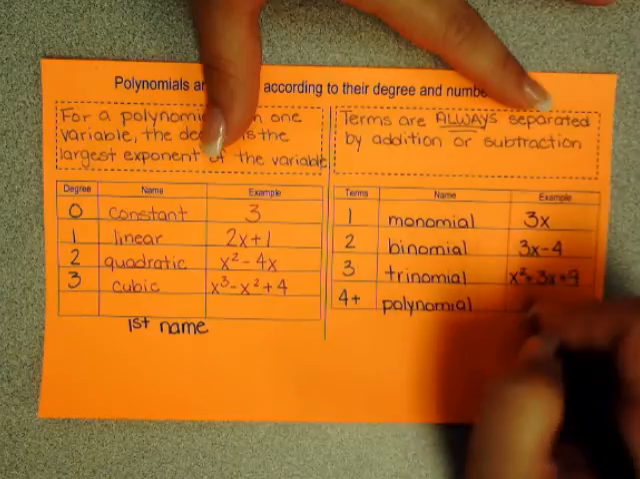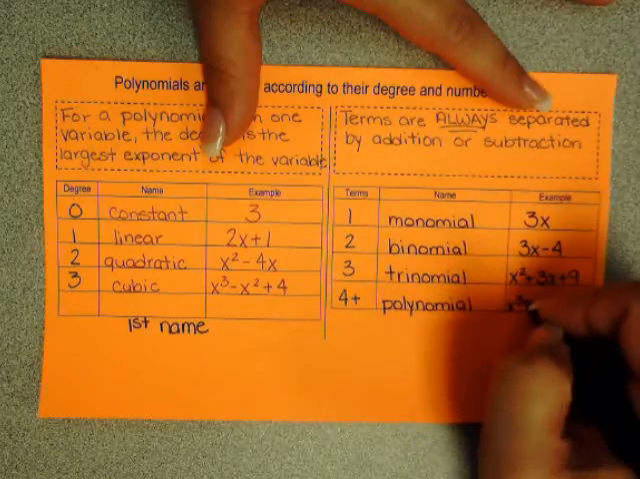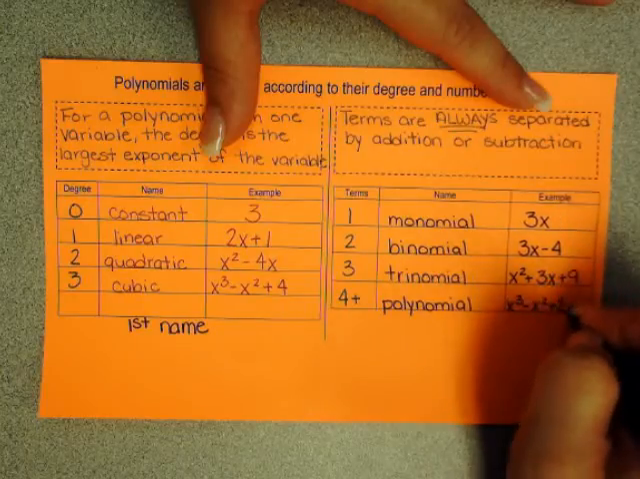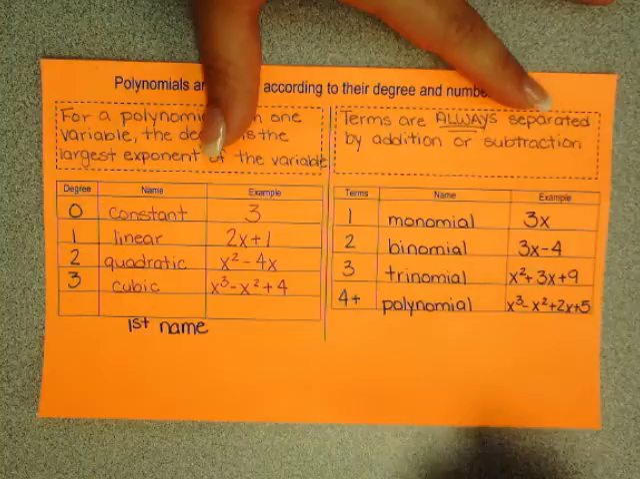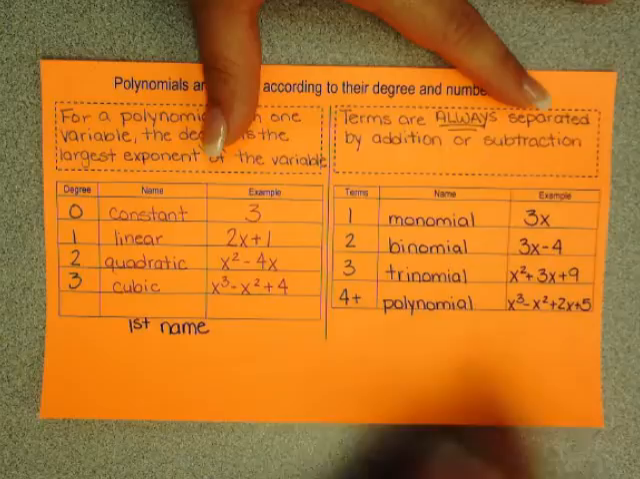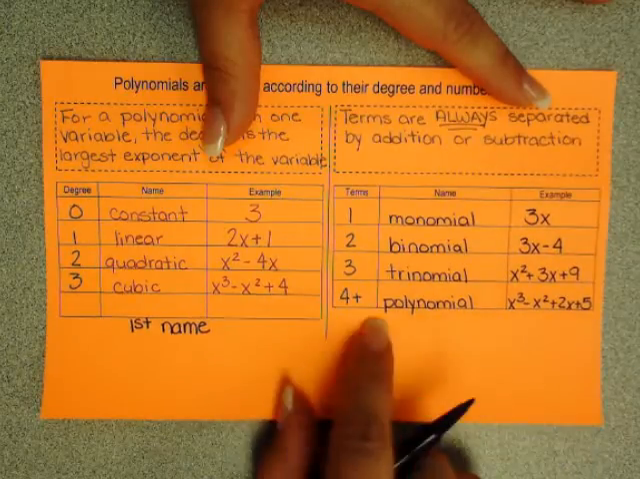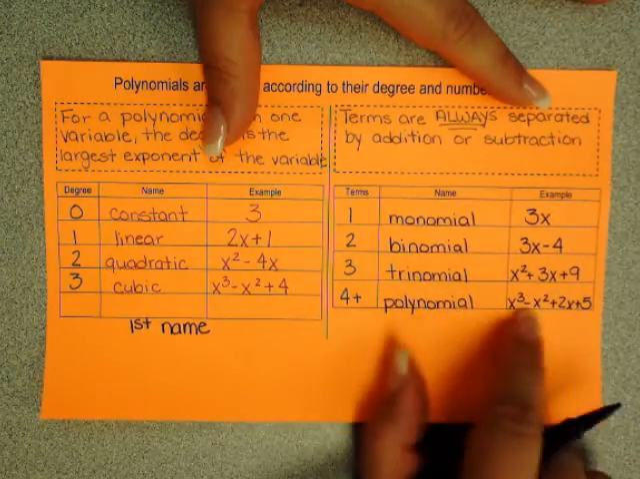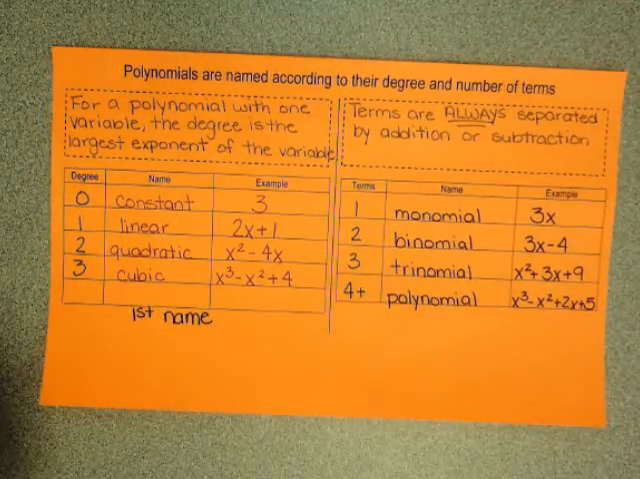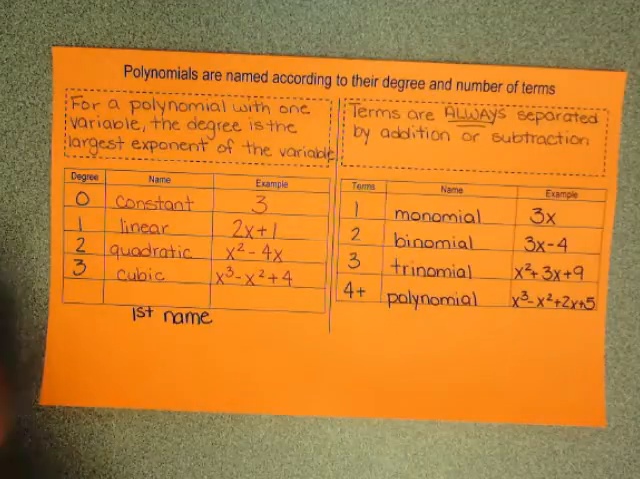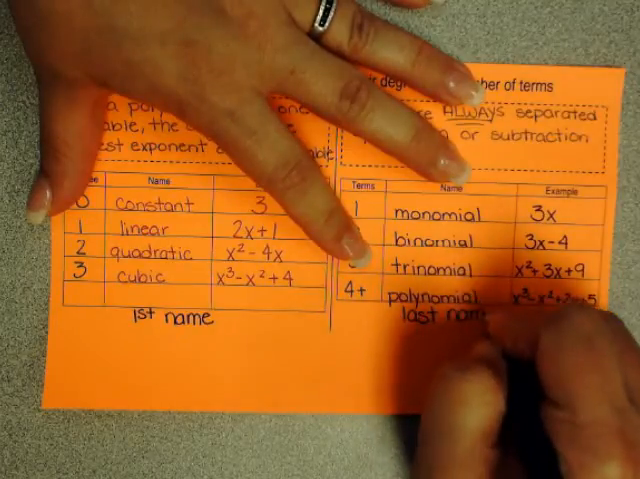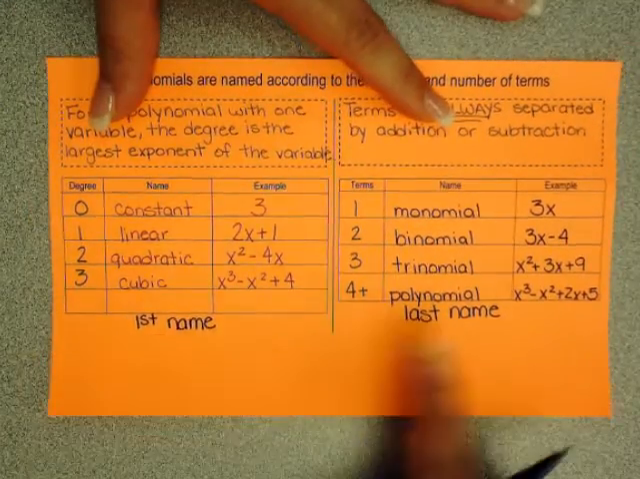Okay, so we could have x cubed minus x squared plus 2x minus 5, or plus 5. I said minus, wrote plus. All right. Polynomial. Poly means more than 1. Polygons have 4 or more sides, so polygon. Polynomial. Okay, so 4 terms. All right, so this is our last name. So every polynomial has a first name and a last name.